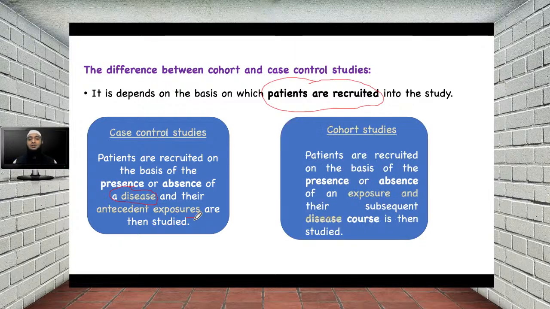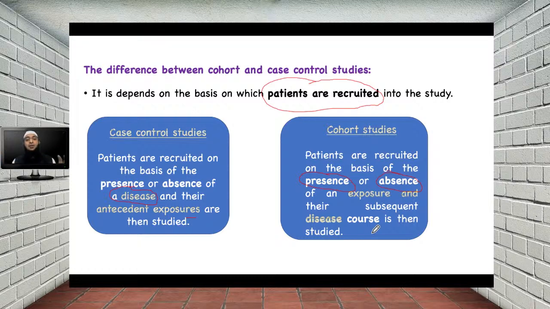Whereas in the case of a cohort study, that is not the case. You are recruiting patients in a cohort study on the basis of presence or absence of exposure. They are not suffering from the disease in a cohort study. You just recruit the patients, to one group you give the medicine, and to another group you do not give the medicine. You are recruiting the patients on the basis of the presence or absence of the exposure, and their subsequent disease course is then studied. So there is one group already taking oral contraceptive and another group not taking oral contraceptive, and you are recruiting them on that basis.